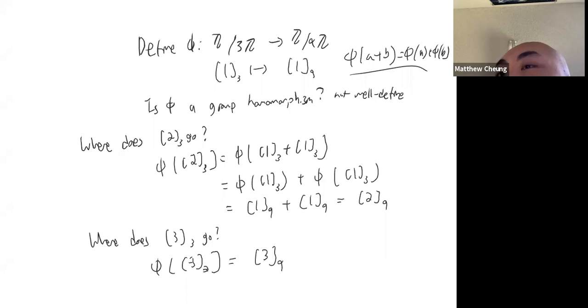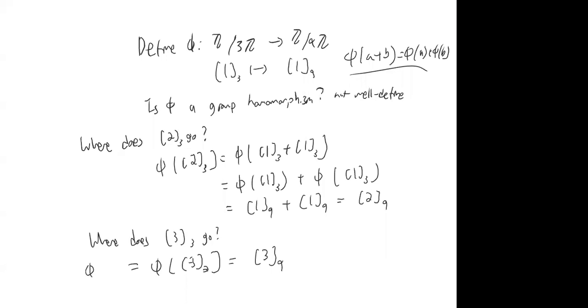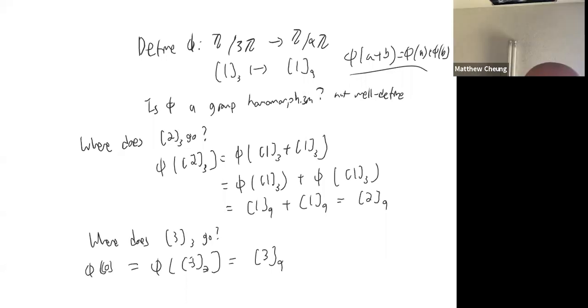But what is 3 in Z mod 3Z? 0. And we just went over this: for a map to be a group homomorphism, what must 0 go to? Yeah, 0 must go to the 0 mod 9. So you see there's a problem here, and the issue is it's not well defined.